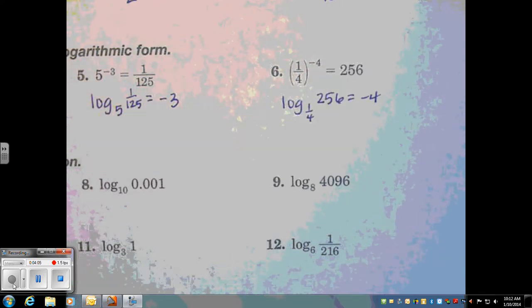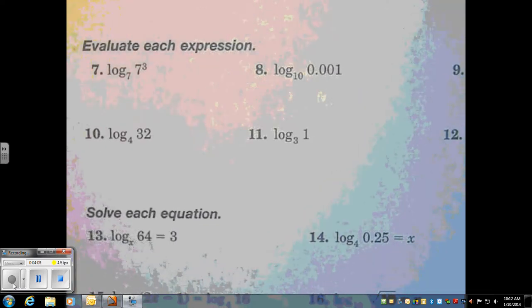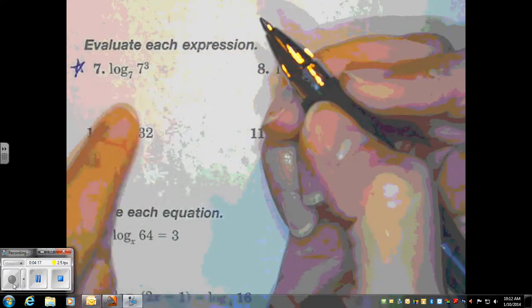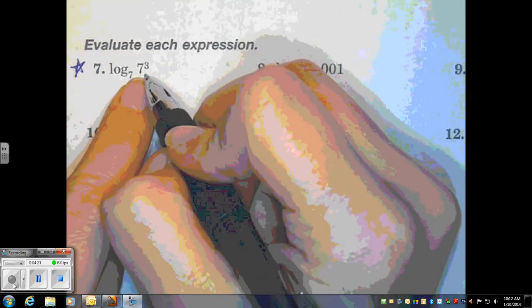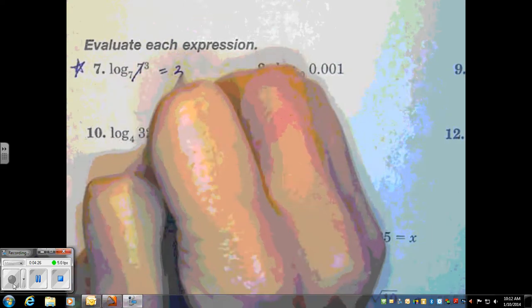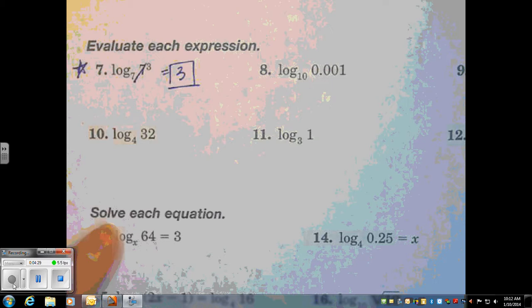Awesome. Number 7. It says evaluate each expression. That means simplify it or break it down or find an answer, basically. Now, number 7, they gave that one to you first, but it's a property you probably forgot. If you have a log base of a number, and you've got that same number raised to a power, you can cross these 2 out, and the answer is 3. It's just a little rule. You might put a star by it so you don't forget.